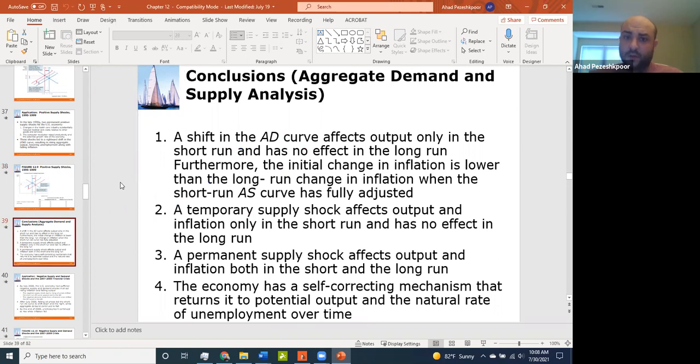Now, conclusions. Aggregate demand and supply analysis. The shift in aggregate demand curve affects output only in the short run, and has no effect in the long run. Furthermore, the initial change in inflation is lower than the long run change in inflation. Why? Because inflation expectation is backward looking. When your inflation goes up by a little bit, people will expect that next year it will go up by exactly a little bit. Now, that difference is added to what is causing that increase in inflation.